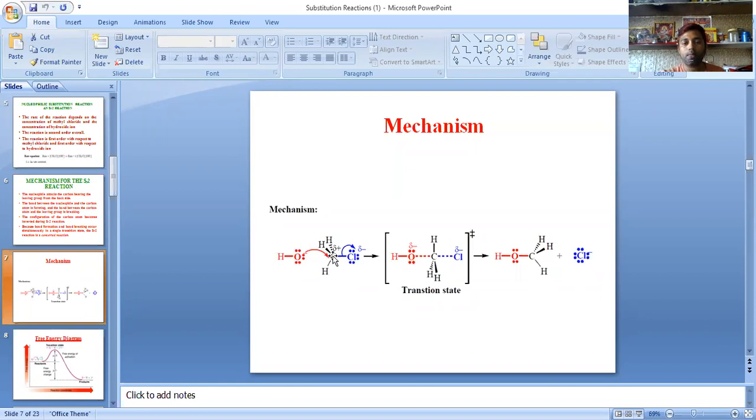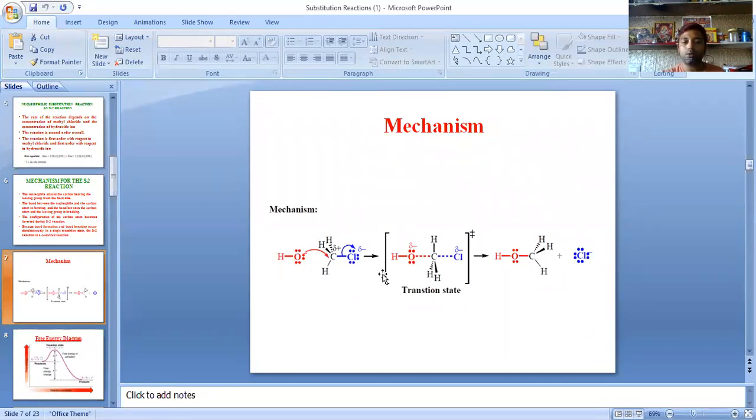You can see here the carbon has a partial positive charge and the chlorine has a partial negative charge. Chlorine is more electronegative than carbon, so chlorine will have a more negative charge. So this nucleophile will attack the carbon.